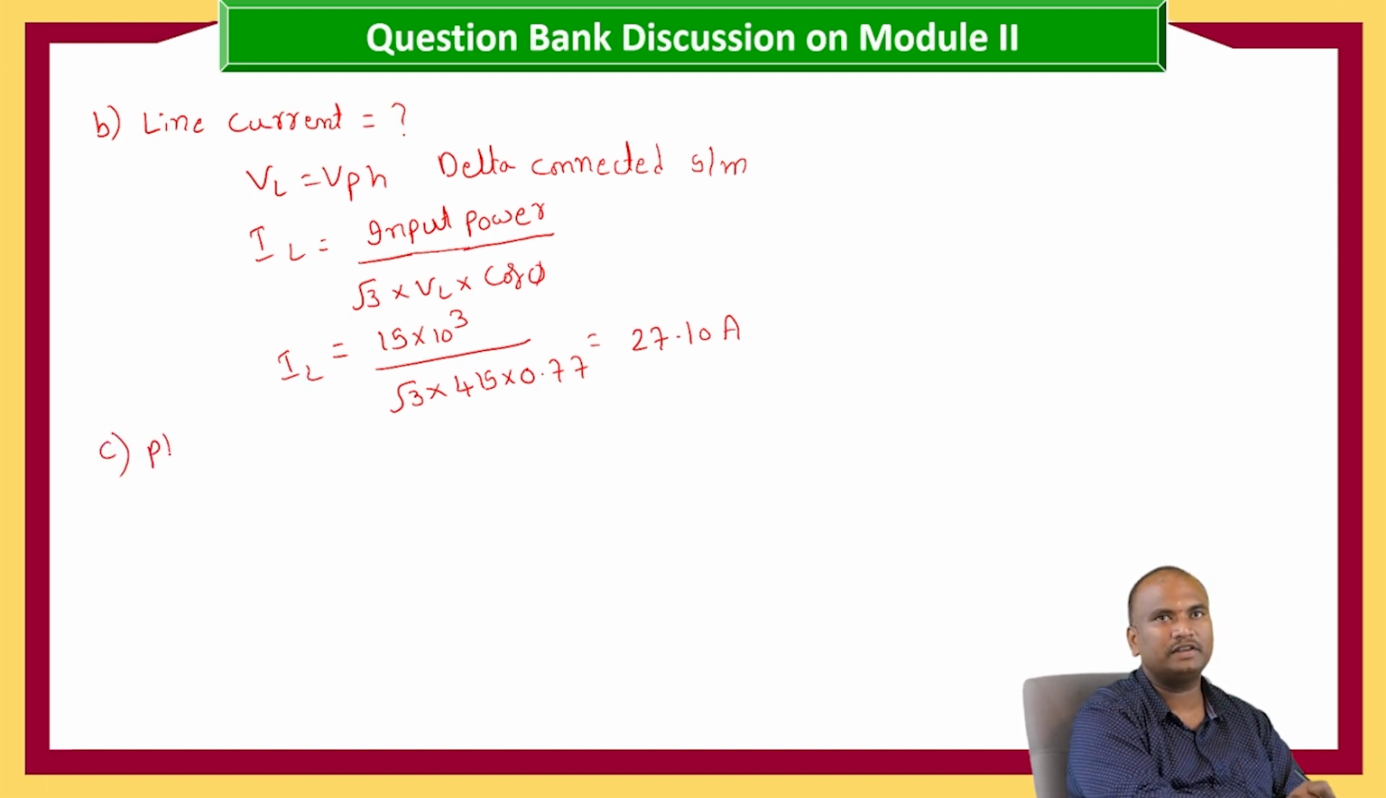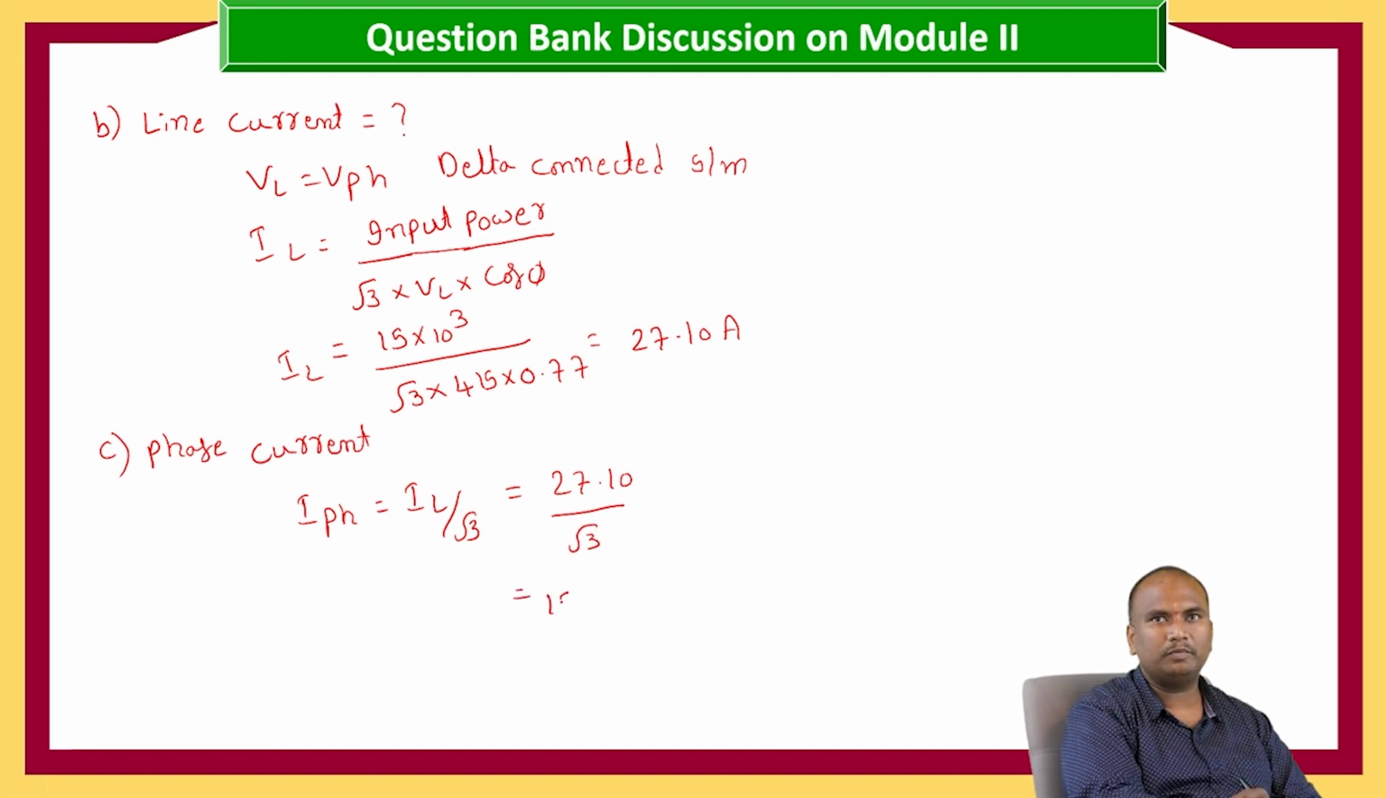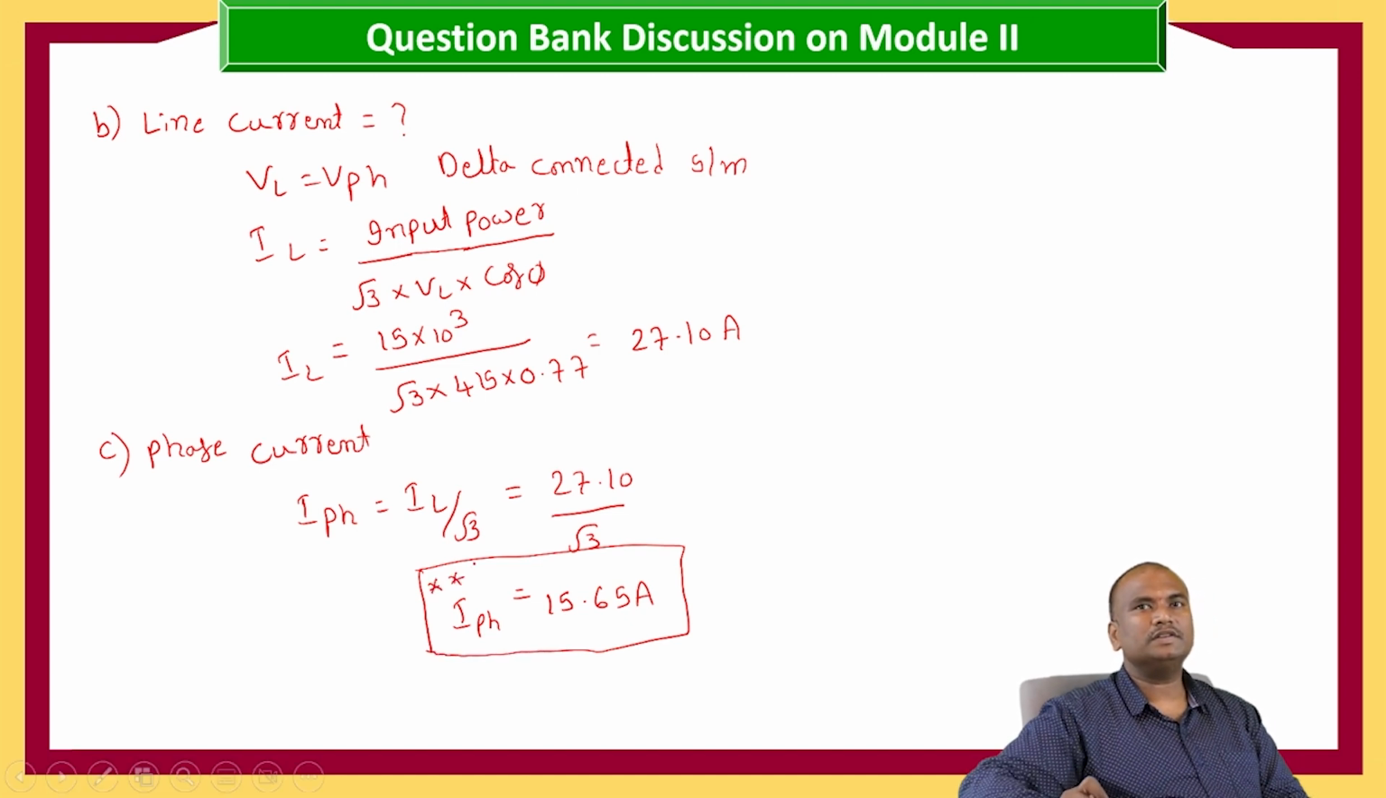And the next one is phase current. We need to calculate. Phase current, because it is a delta connected system, I phase is equal to IL by root 3, which is equal to 27.10 by root 3, which is equal to 15.65 amperes. This is the phase current. So these are the phase current and line current and input power calculations for the given problem.